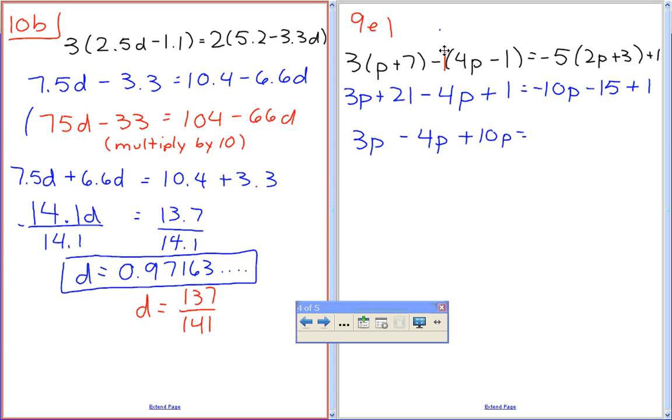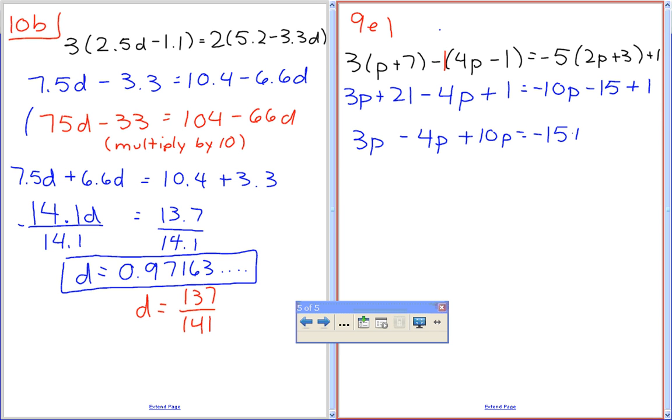Okay, can someone else be brave? Somebody put all the numbers on the right for me. Aiden, since you didn't want me to give you Spider-Man at the beginning, can you put all the numbers on the right for me right now, please? Awesome. So what he did was the negative 15 and the plus 1 were already there. Positive 21 came across to be negative 21. Positive 1 came across to be negative 1.